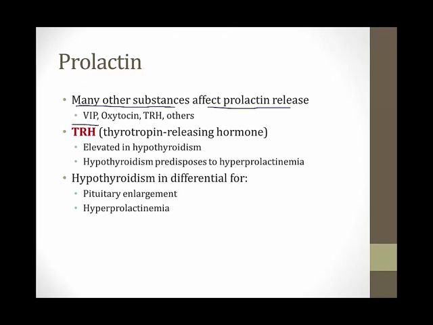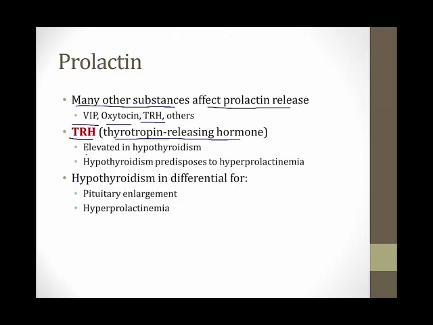These include VIP, oxytocin, TRH, and many other hormones. If you do a PubMed search on hormones and prolactin release, you will find lots and lots of papers. One that is worth knowing about for step 1 and clinically is TRH, or thyrotropin releasing hormone. This is the hormone that stimulates the release of TSH from the anterior pituitary.